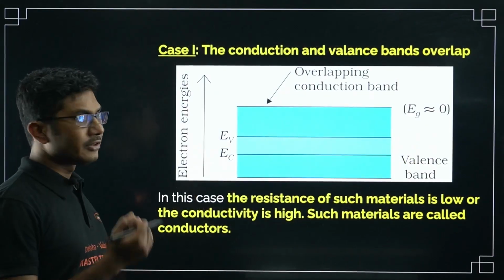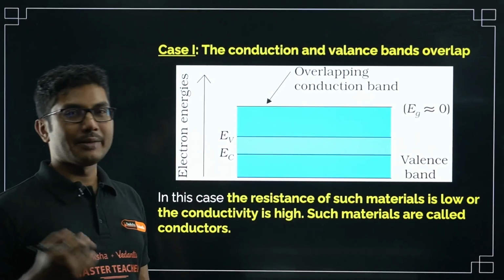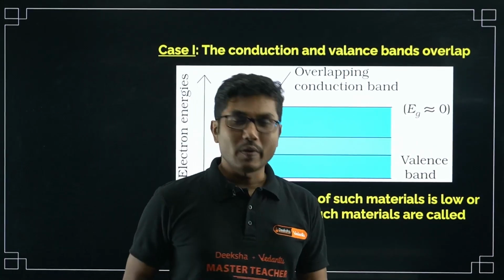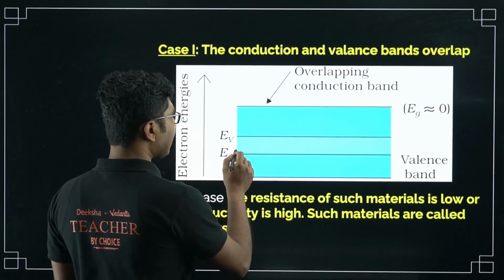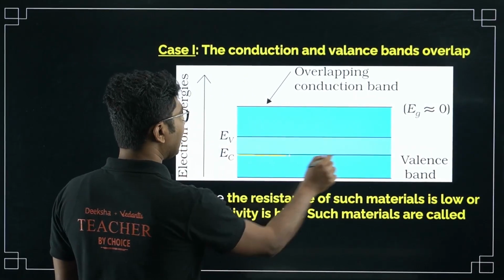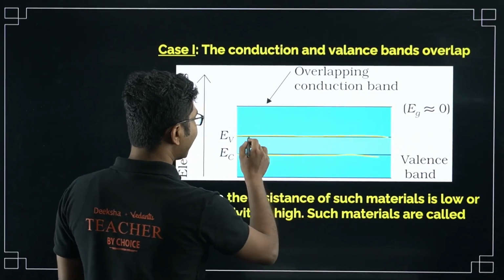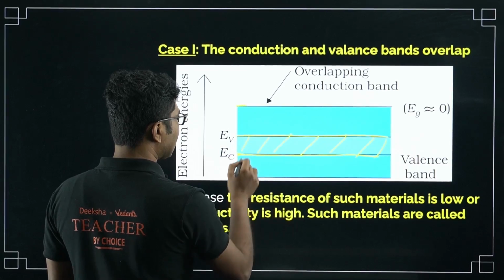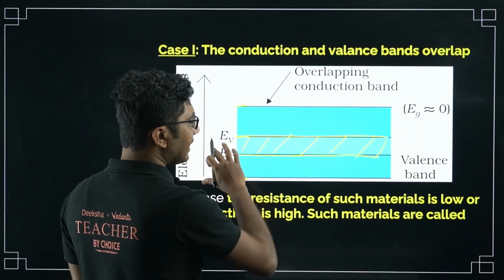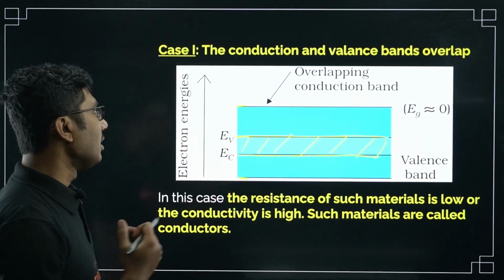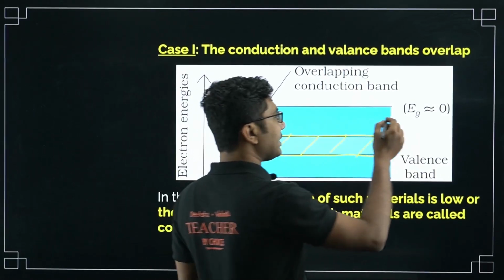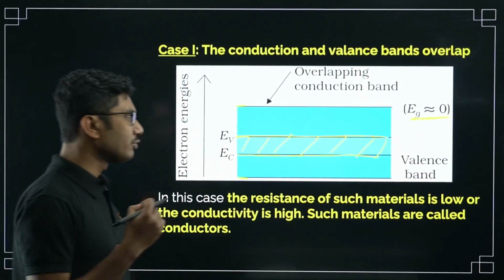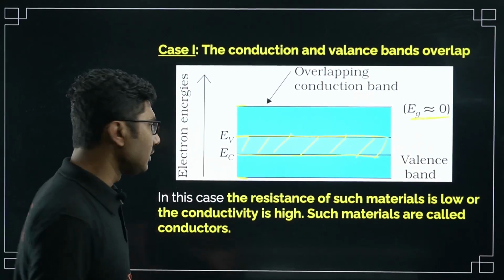Based on their energy gap, we divide them into three different categories. First is conduction band and valence band overlapping. As you can see here, wherever the conduction band ends and wherever the valence band ends, they have a common area. Conduction band starts here, it ends here. Valence band starts here, it ends here. But there is a zone of overlapping. In this case the band gap is almost equal to 0. For some materials it may be close to 0, but for most metals it is 0.